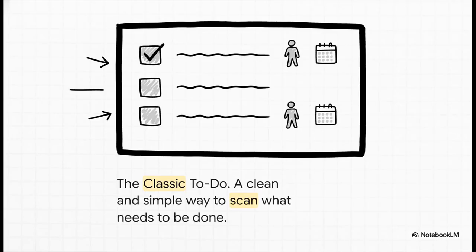So how do you actually look at all this work? Well, the default is the list view. It's clean, it's simple, it's basically a supercharged to-do list. It's perfect when you just want to quickly scan what's on your plate.